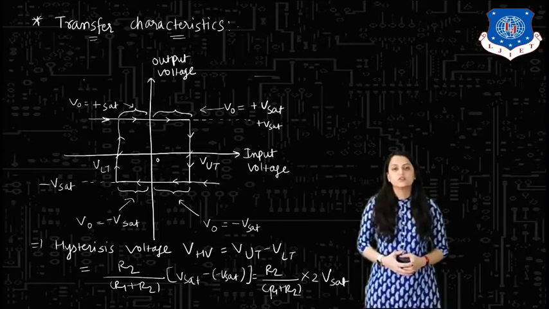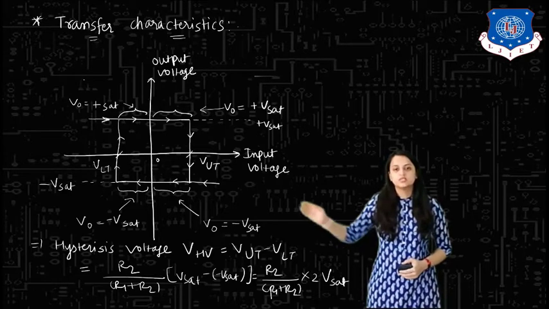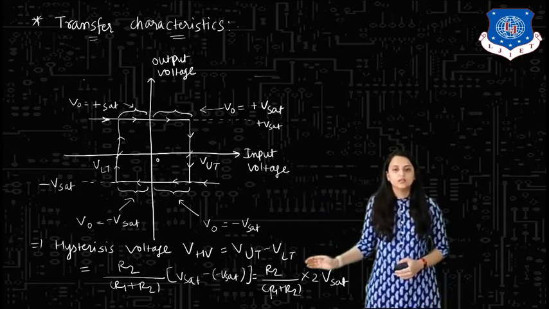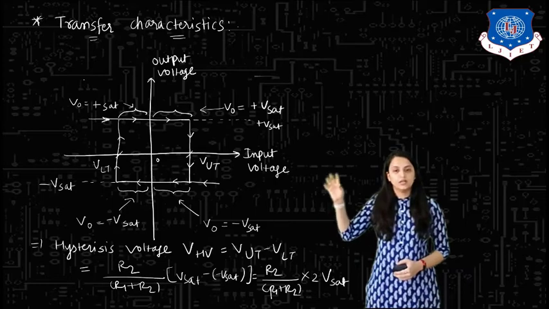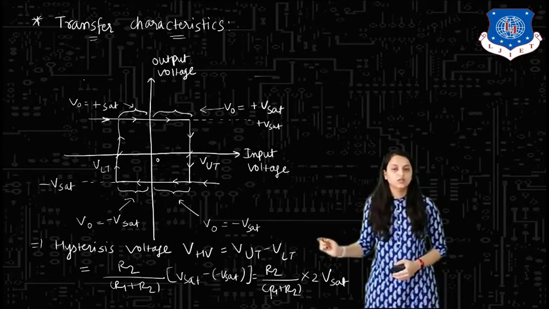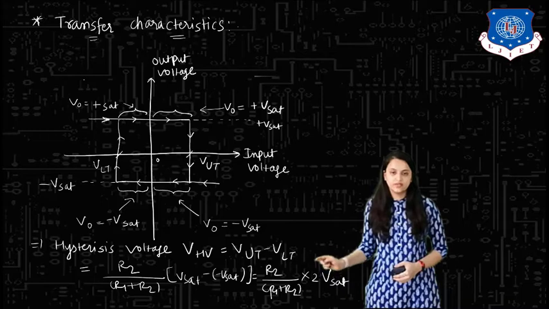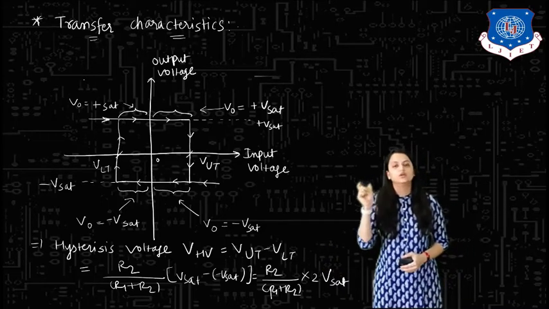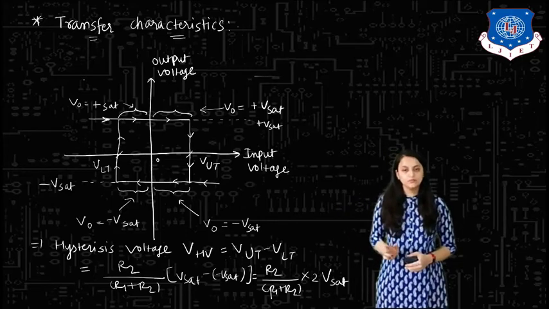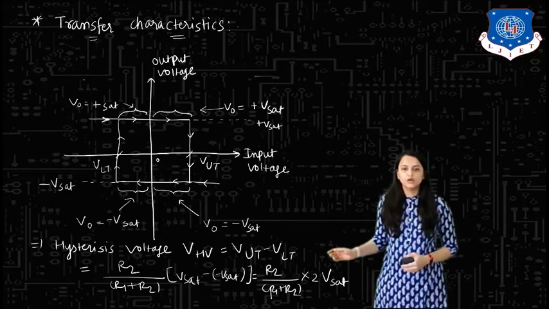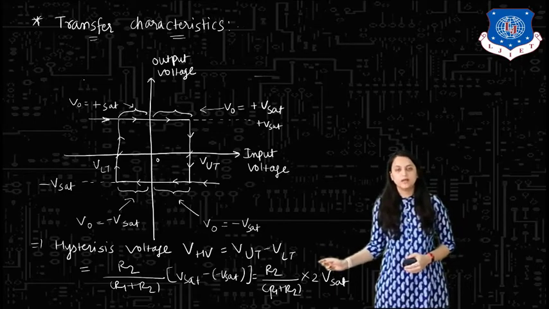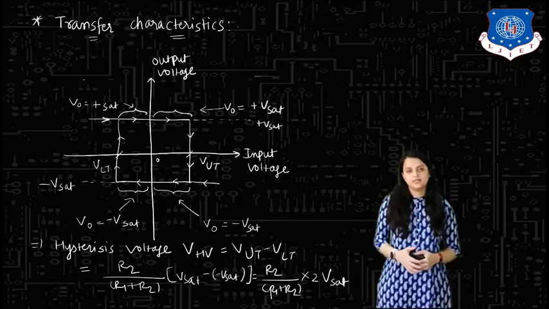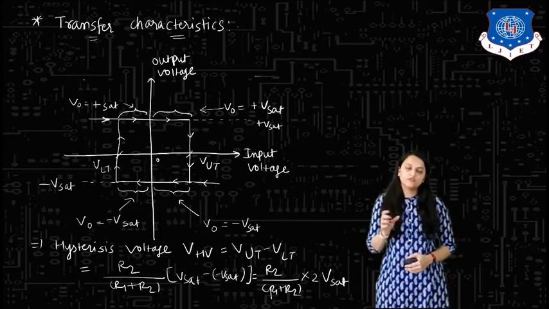So let us see the transfer characteristics of this Schmitt trigger. Here the region in the middle is called the hysteresis region. The hysteresis voltage VH is given as VUT minus VLT, that is the difference of the upper threshold voltage and the lower threshold voltage. So VUT is R2 upon R1 plus R2 into Vsat, minus the VLT which is minus Vsat. That is R2 upon R1 plus R2 into twice Vsat. This is the value of the hysteresis voltage.